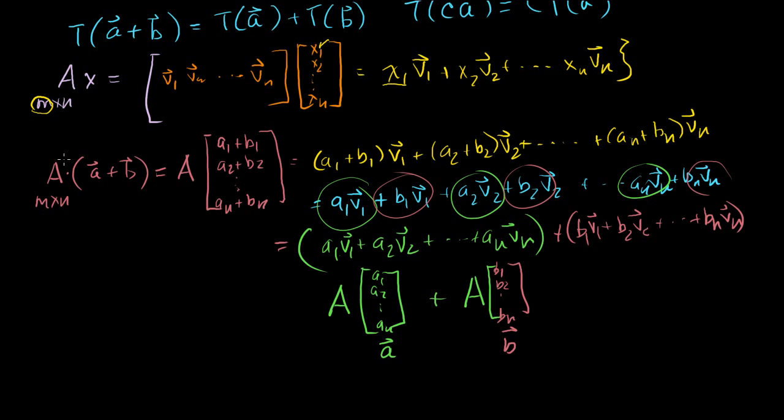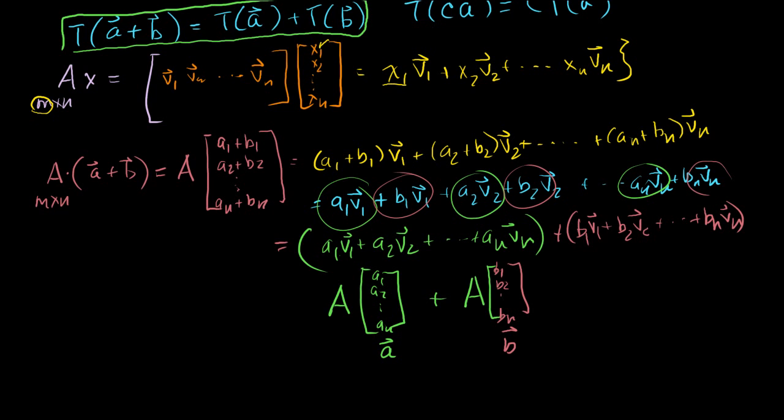So we just showed you that if I add my two vectors, a and b, and then multiply it by the matrix, it's completely equivalent to multiplying each of the vectors times the matrix first, and then adding them up. So we've satisfied, and this is for any m by n matrix, this first condition right there.